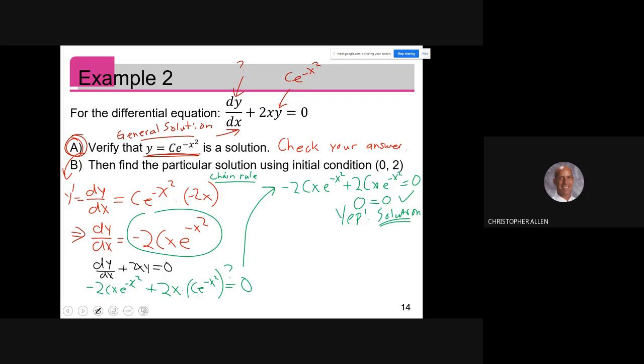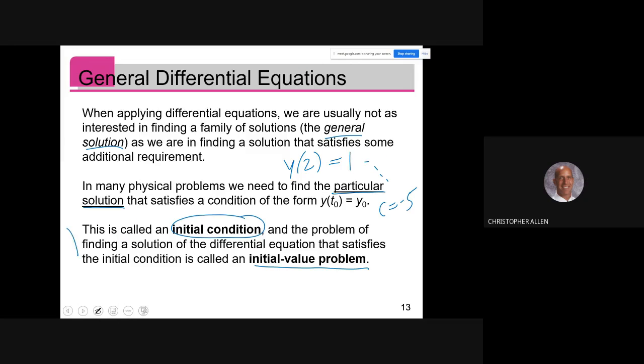Okay, so let's go ahead now and look at part B. By the way, notice I didn't do any integration. Part B says, then find a particular solution using the initial condition. And in fact, before I do this example, I'm going to go back to this previous slide right here. This is called the initial condition, and the problem of finding the solution of a differential equation that satisfies the initial condition is an initial value problem. That's what we're doing here. Part B is an initial value problem.